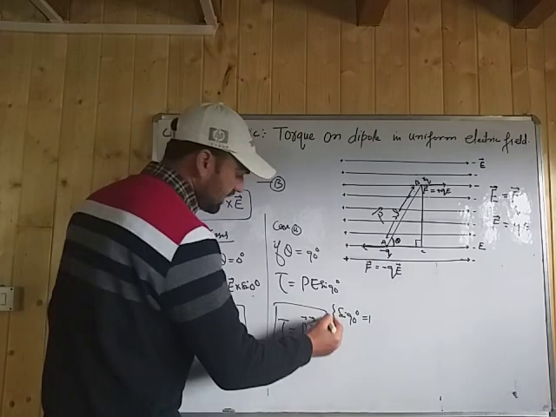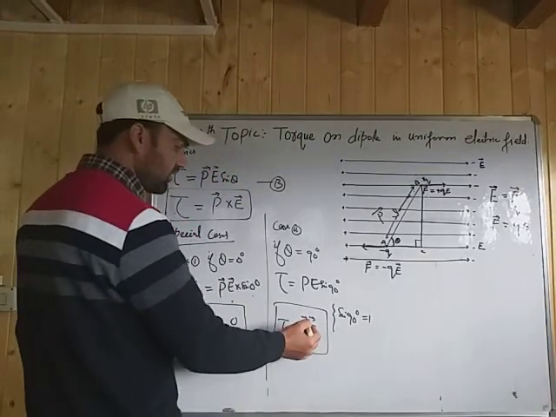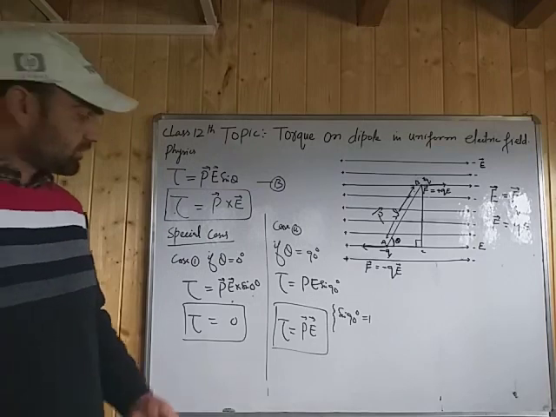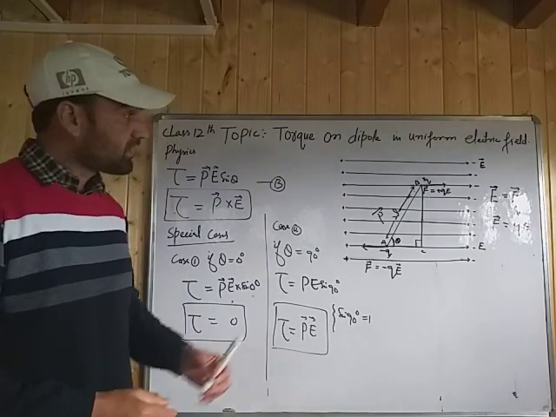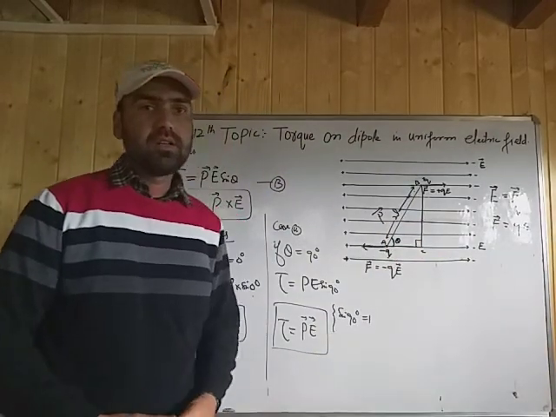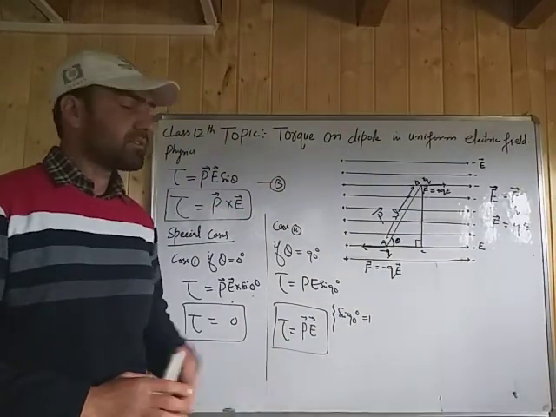So that's the maximum torque, P cross E. So it means that when the dipole is placed in the uniform electric field at right angles to the electric field, maximum torque will be experienced by the dipole.